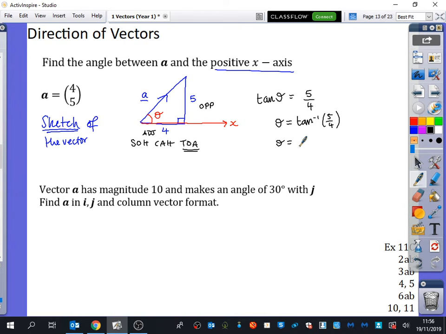No, we'll be in degrees for this topic because we haven't technically done radians yet. You've looked at it in further maths. Pardon? A theta. Okay, this letter is theta.